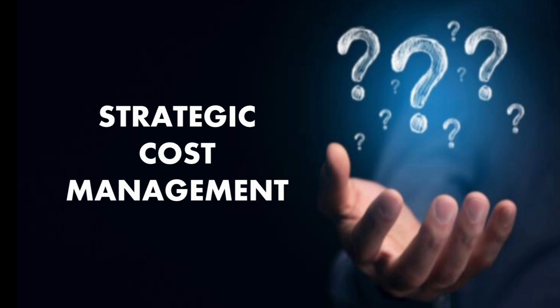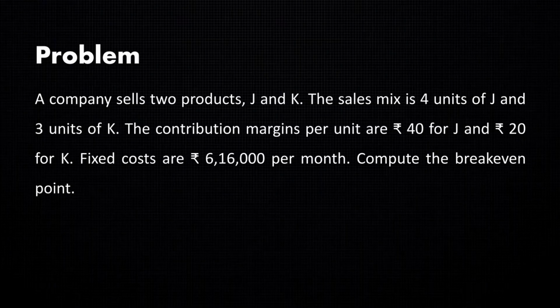I am here to discuss two problems from the Strategic Cost Management textbook by Ravi M. Kishore. I am from group 4, and our coordinator is Aishwarya. The problem is: a company sells two products, J and K. The sales mix is 4 units of J and 3 units of K. The contribution margins per unit are rupees 40 for J and rupees 20 for K. Fixed costs are rupees 6,16,000 per month.